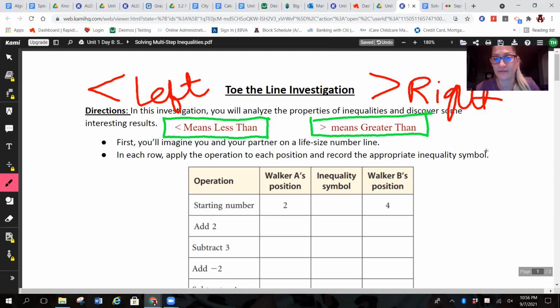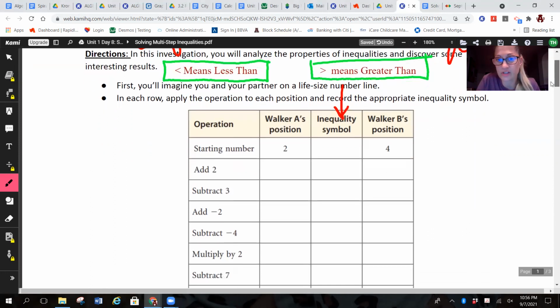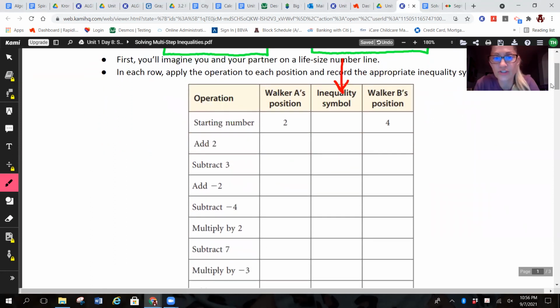So we need to fill in this middle column. We're going to read the operation on the left, read the two numbers, and then either write less than or greater than. So let's check it out. The starting number is 2. The other number is 4. 2 is less than 4.